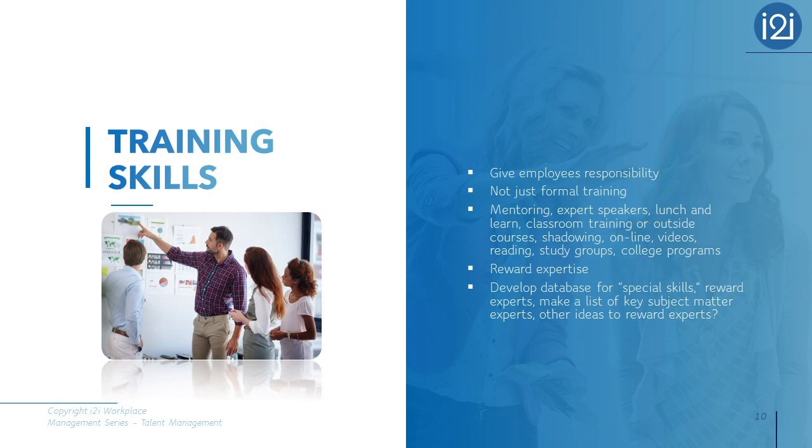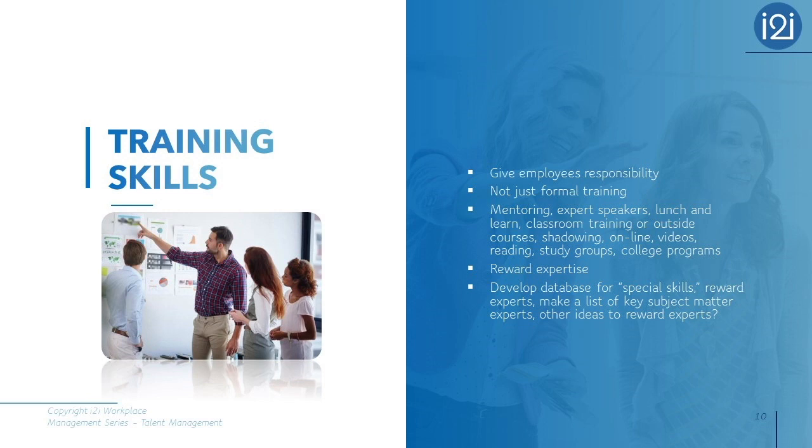With regard to training, your organization may or may not have a formal training program for specific employees. Regardless of whether you have a training function in your organization, you want to make sure that employees do have the ability to gain skills in a variety of ways, but give the employees responsibility. This is not just formal training, but could be as informal as lunch and learns, expert speakers, classroom trainings, shadowing, online courses and videos, or specific readings and study groups. These are all great ways to develop expertise.